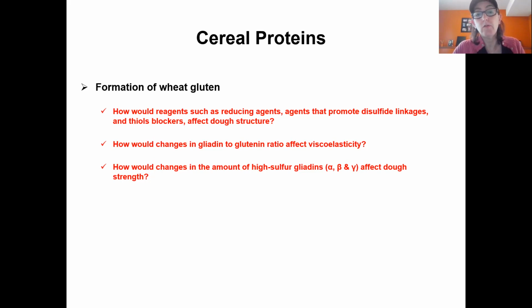And changes in the amount of high sulfur containing gliadins. So you have the omega gliadins that are lacking in sulfhydryl groups, and then you have the alpha, beta, and gamma gliadins that are high in sulfur groups. Although they are monomeric, their presence and the amount of sulfur or sulfhydryl groups in them enhances protein-protein interactions during the gluten formation. So a higher proportion of the high sulfur containing gliadins also enhances the strength of the dough.